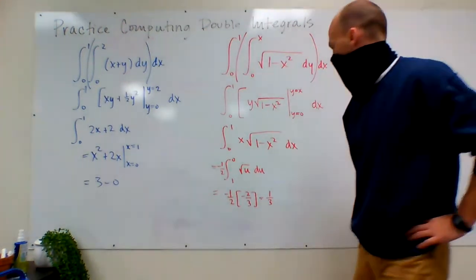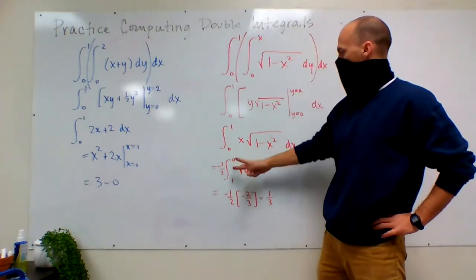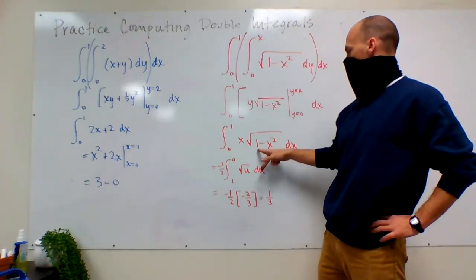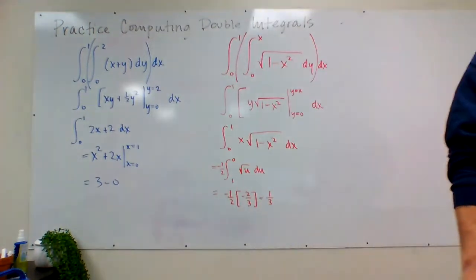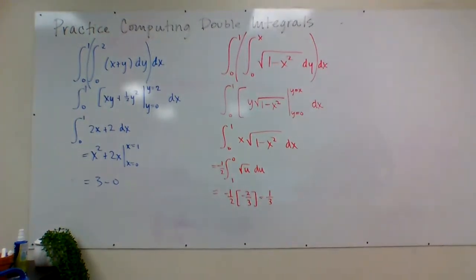Oh, yeah. I heard a question in the crowd. The reason the bound switched was because when u is 1 minus x squared, x equal to 0 becomes 1 and x equal to 1 becomes 0. I'm just looking for the perfect problem. I'm being too picky.